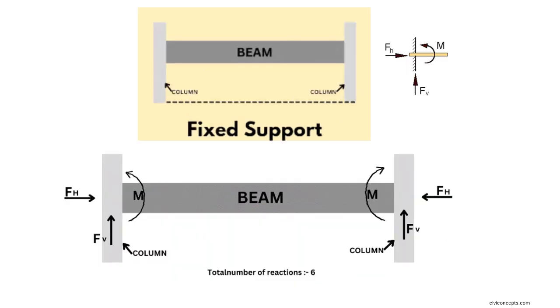So here it is a beam which is fixed. Almost all of the framed structures, this is the condition we will be seeing. A beam is integrated with the column. Here all three reactions are generated.